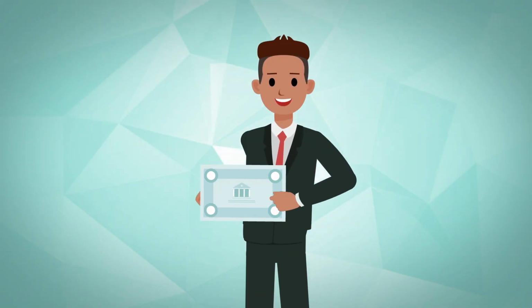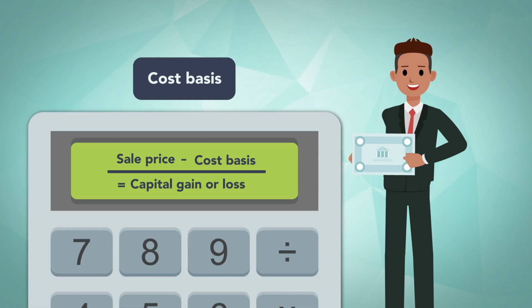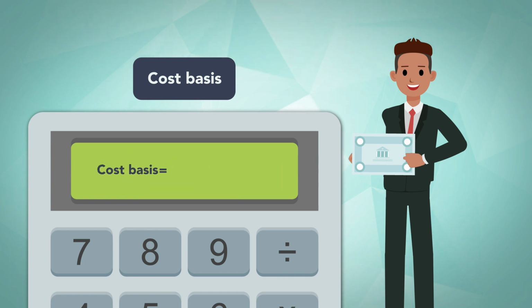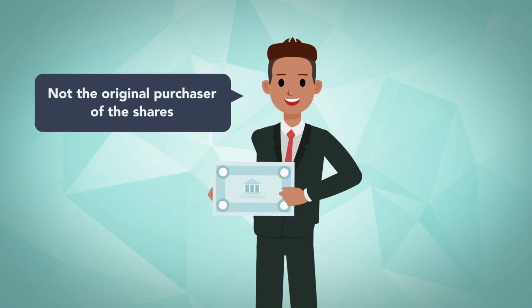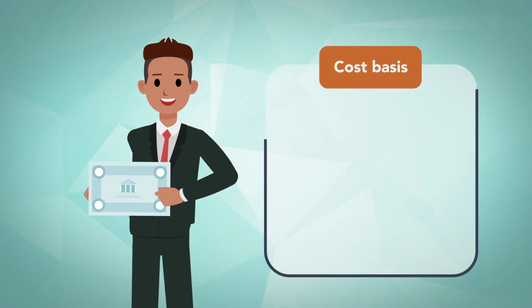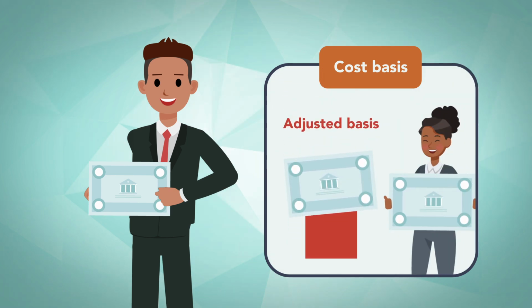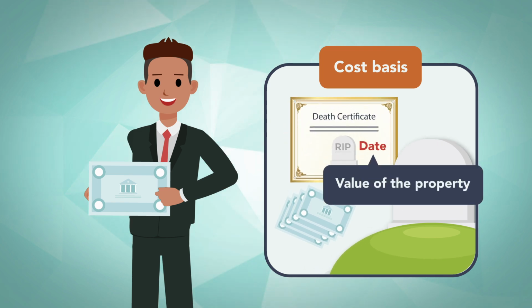When securities are sold, the first step is to determine the cost basis. The cost basis must be subtracted from the sale price to determine the capital gain or loss. Generally, the cost basis is the purchase price plus any costs associated with the purchase, such as commissions, recording, and transfer fees. If the owner was not the original purchaser of the shares, the cost basis is usually based on the previous owner's adjusted basis of the stock, or, in the case of property received from a deceased person, the value of the property on the date of the death of the transferor.